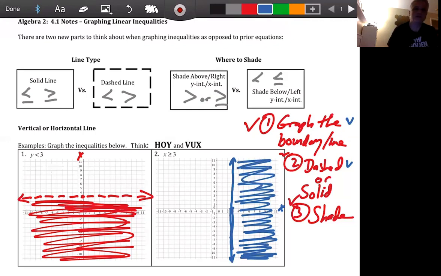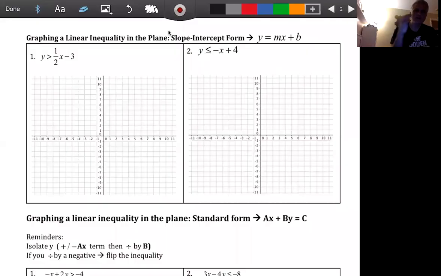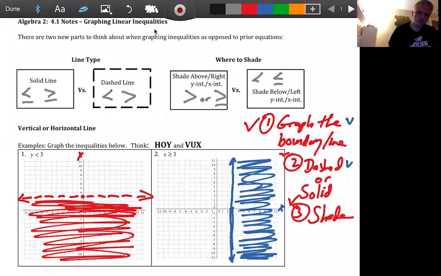Let's continue on. So that was graphing an inequality if our boundary line was vertical or horizontal. But now what if it's slanted? These rules are still good when it's slanted. Notice that it says above or to the right. If we were slanted and I said greater than, it would be above. If it were less than, it would be below.